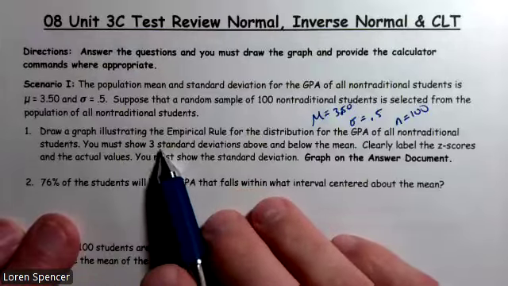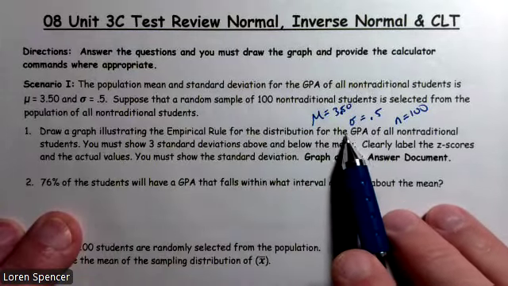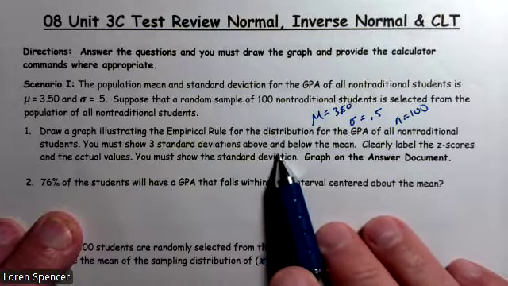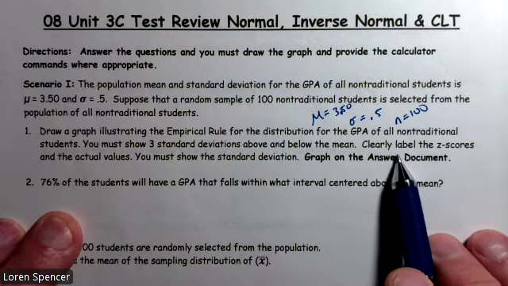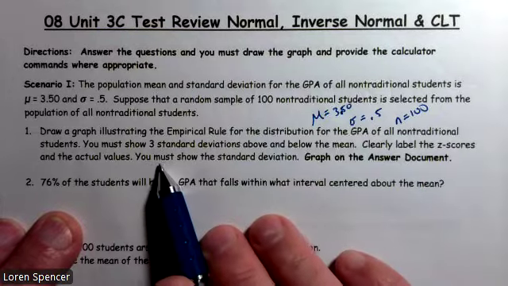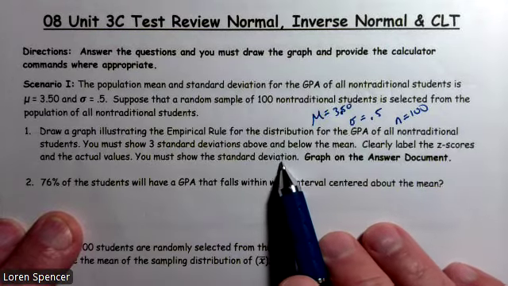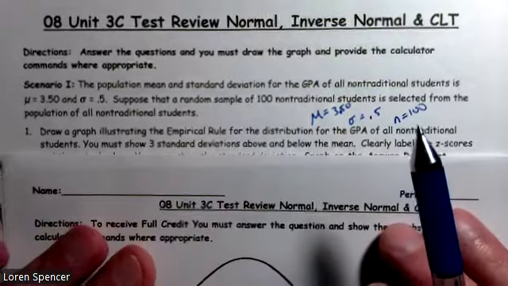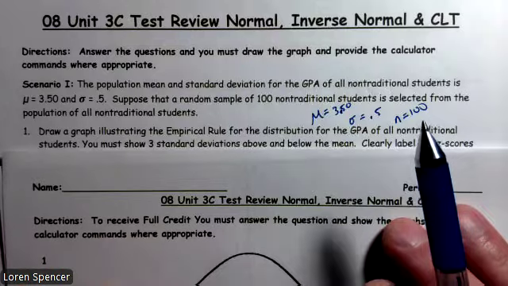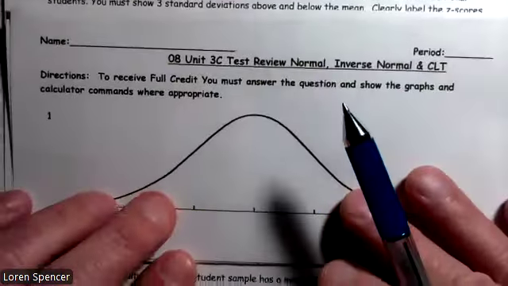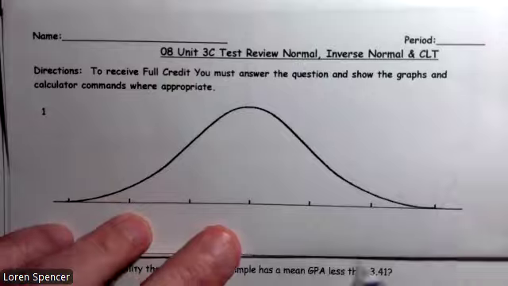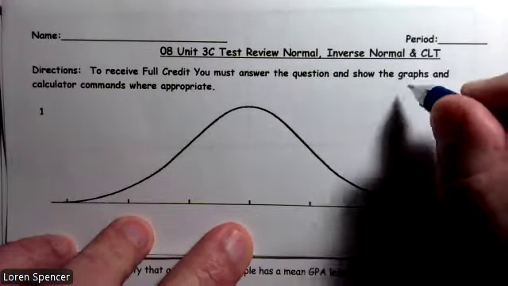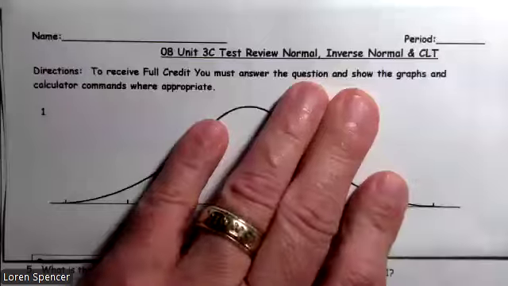Draw a graph illustrating the empirical rule for the distribution for the GPA of all non-traditional students. You must show 3 standard deviations above and below the mean, clearly label the z-scores and the actual values. You must show the standard deviation. All right, please remember when we're illustrating the z-score, the empirical rule, we need to also give the percentages associated with it.